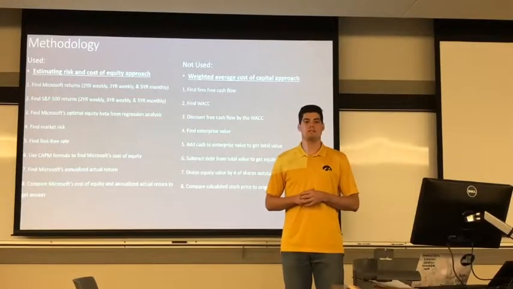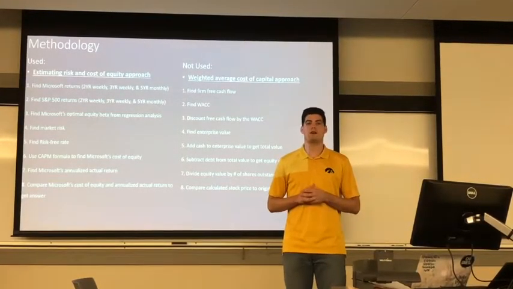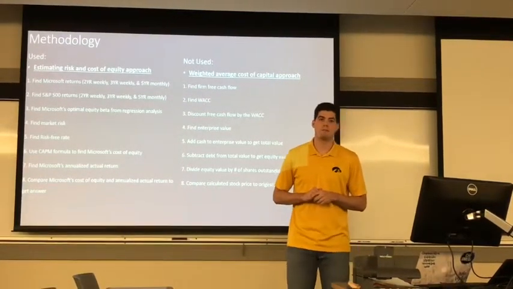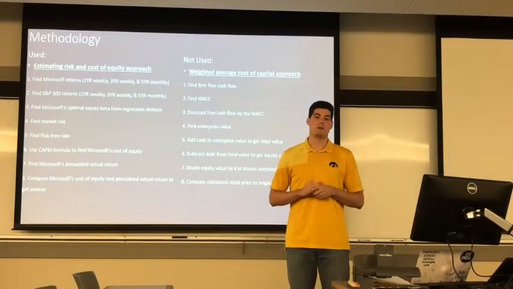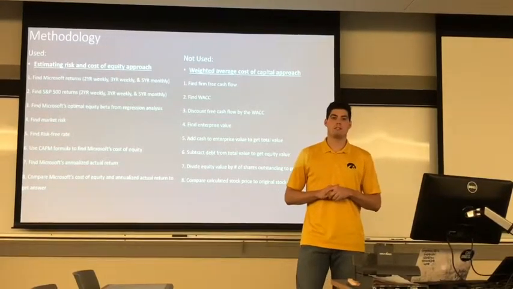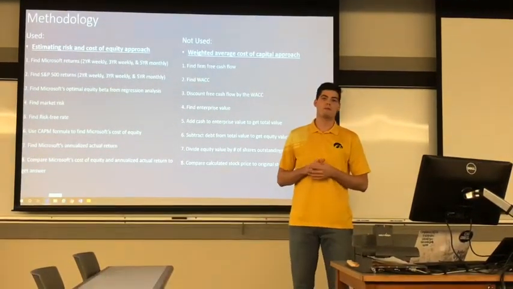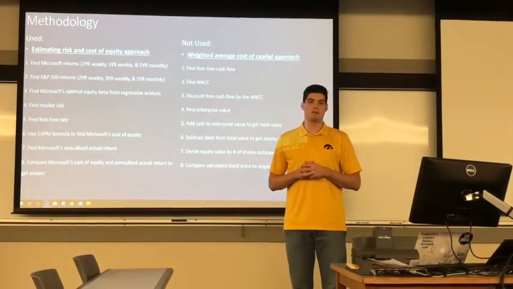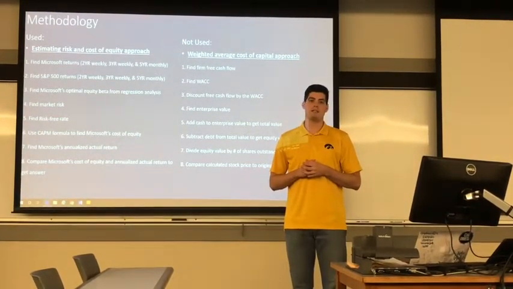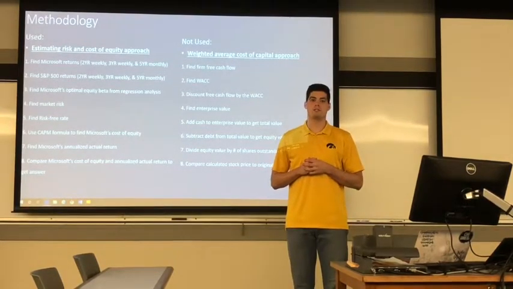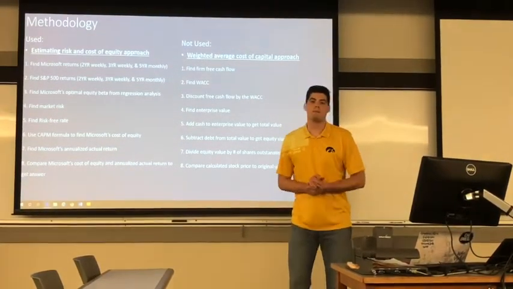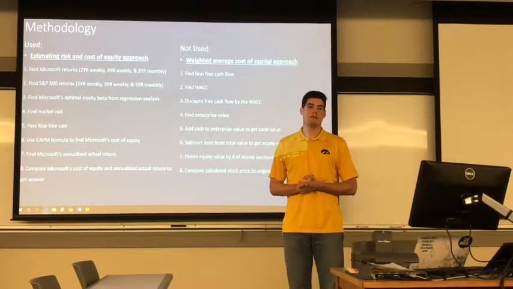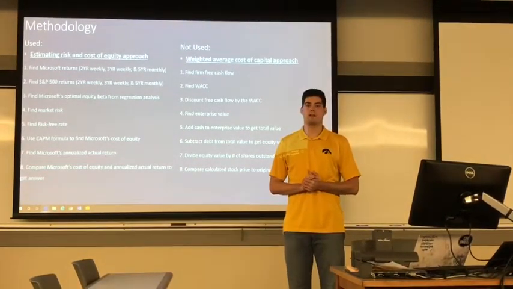The methodology we decided to use is estimating risk and cost of equity approach. This approach uses 8 steps to solve our business problem and works best for this project because of the regression analysis that it uses. We decided to rule out the weighted average cost of capital approach. We ruled out this approach because it does not use a regression analysis, which does not coincide with this project. And lastly, the model is more time-consuming than the estimating risk and cost of equity approach.